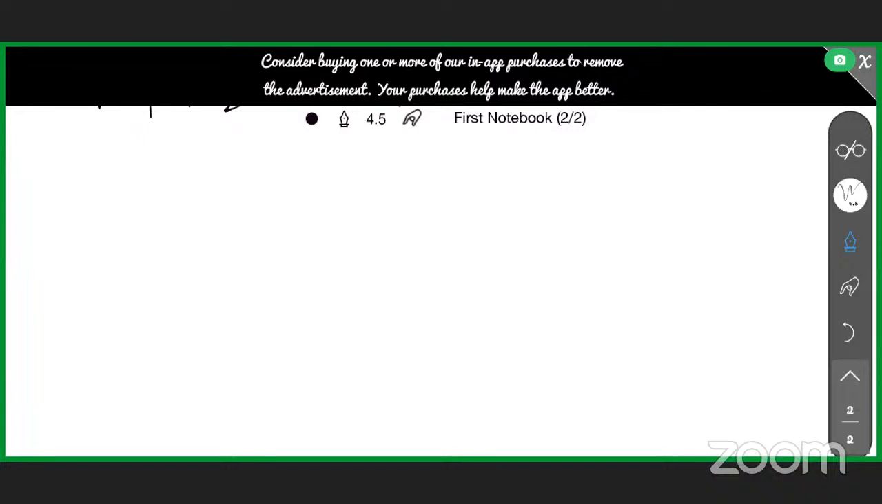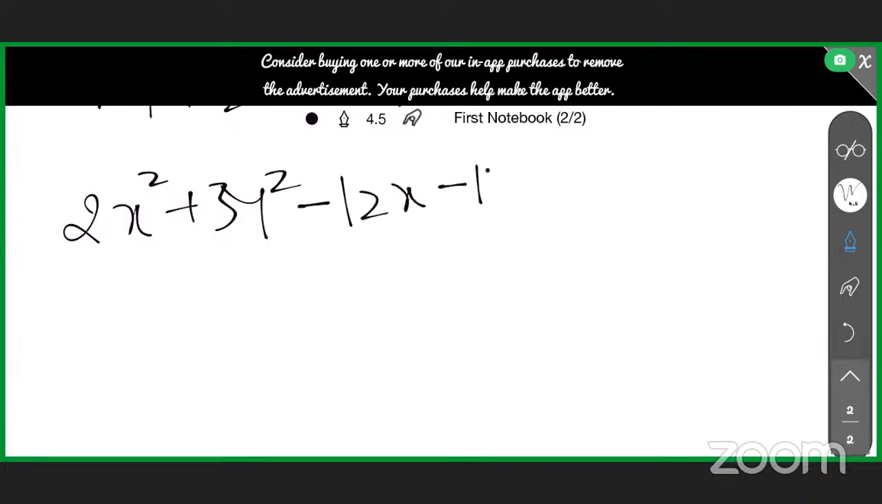The point to which the origin has to be shifted in order to eliminate the xy terms from the equation 2x square plus 3y square minus 12x minus 12y plus 21 is equal to 0 is dash. The question is that now they have given an equation. From this equation, I have to delete the x and y terms. For this, I should shift my origin to which point?